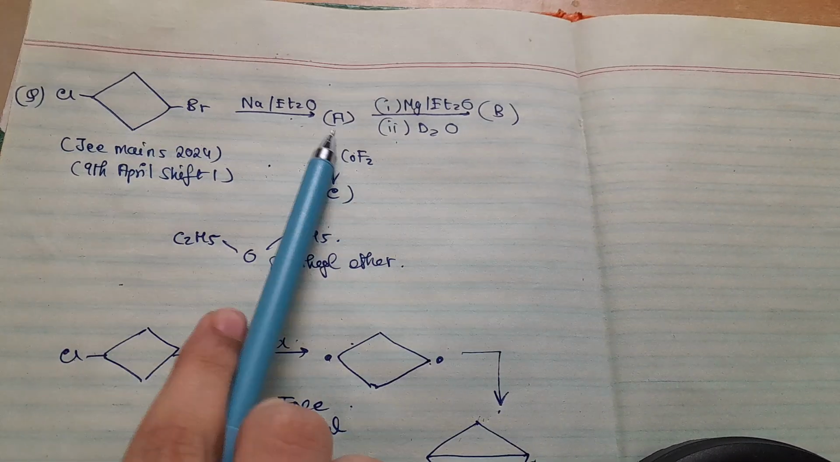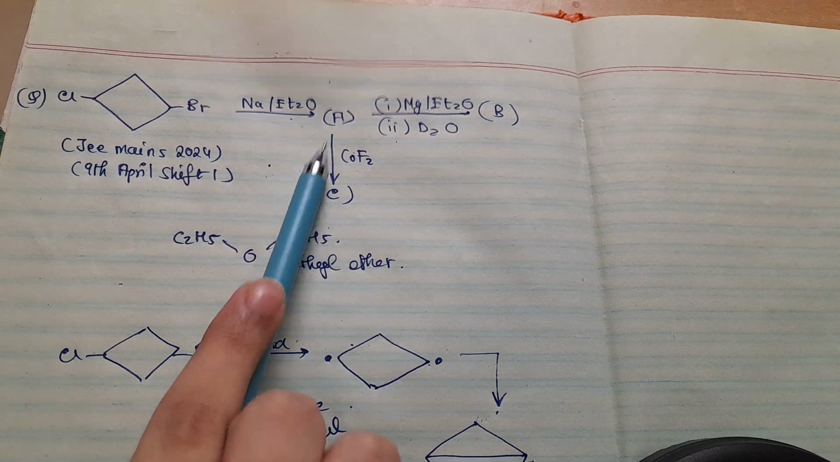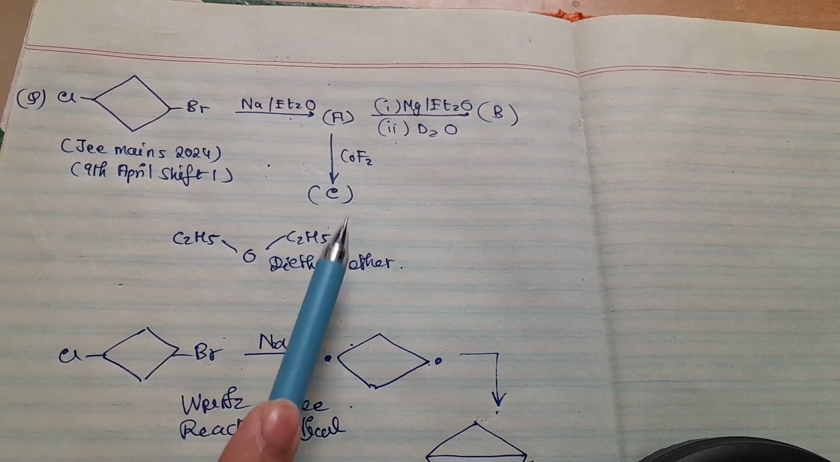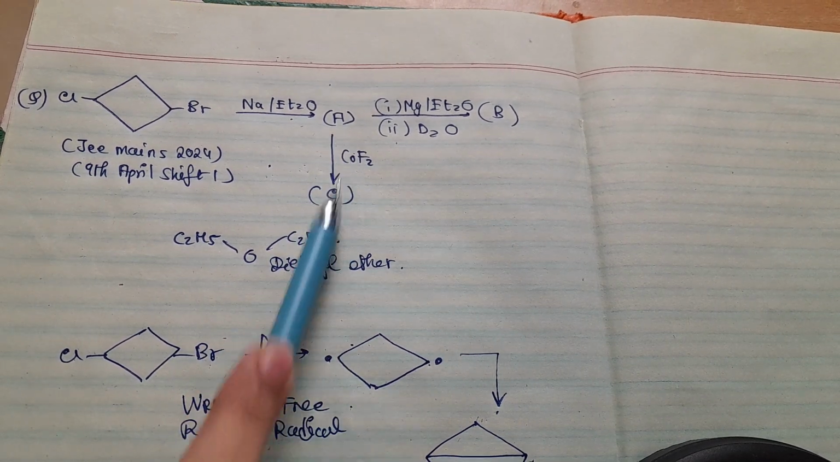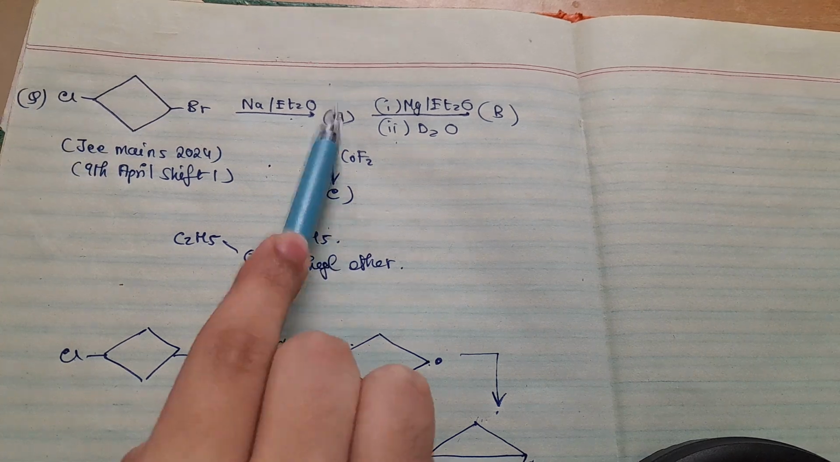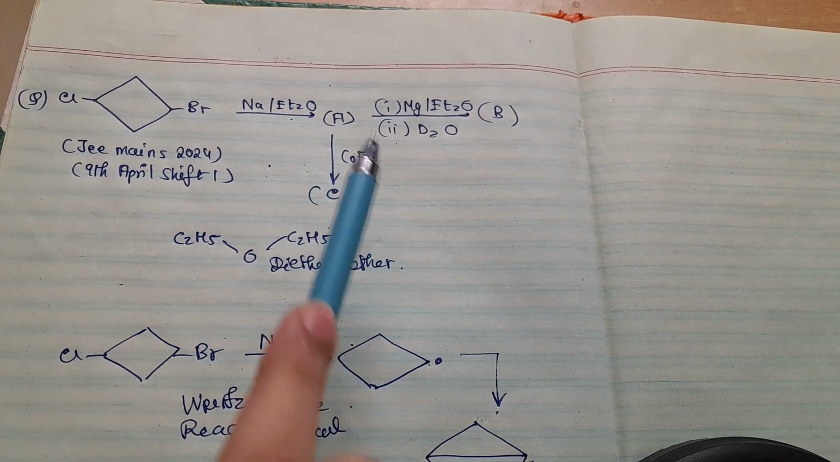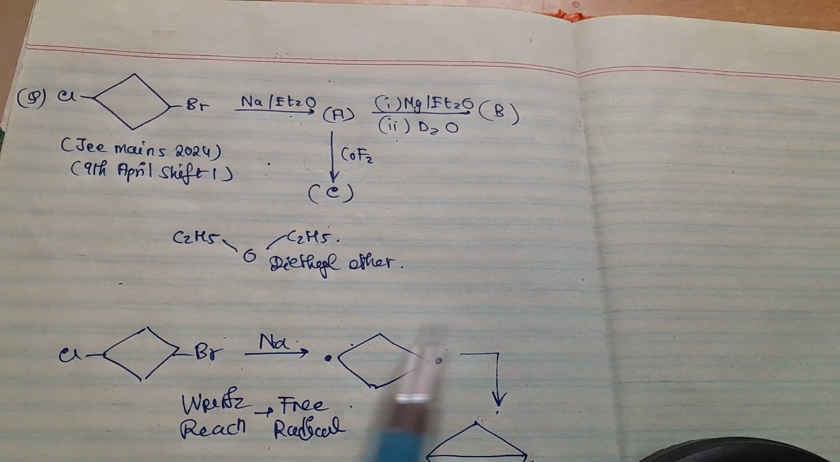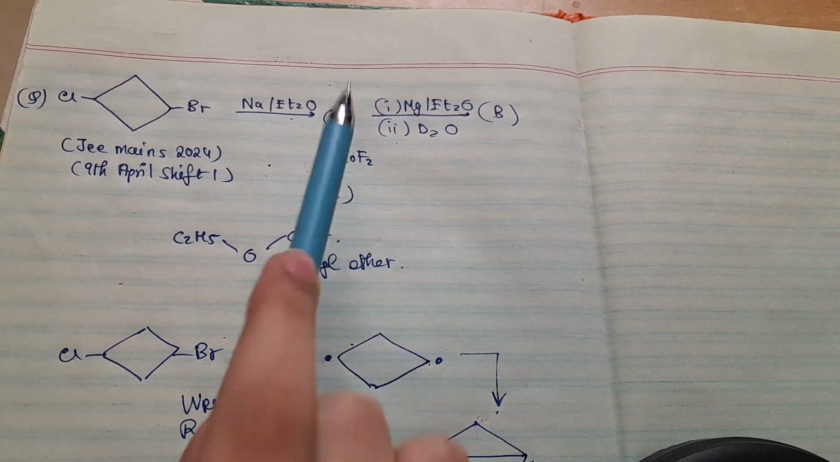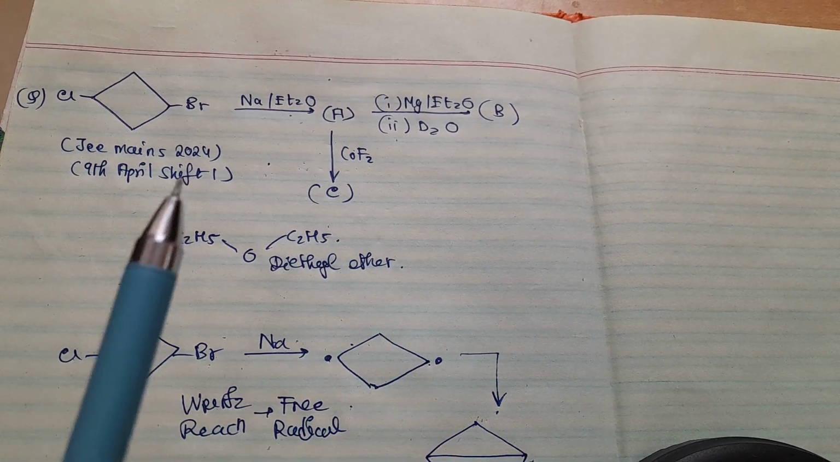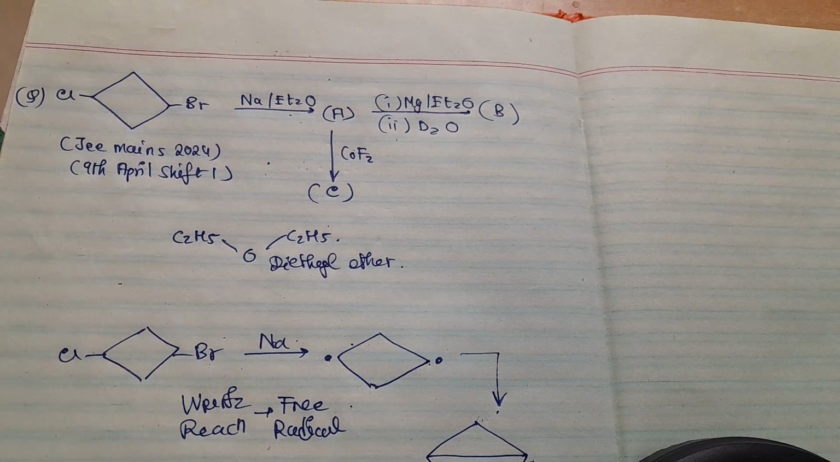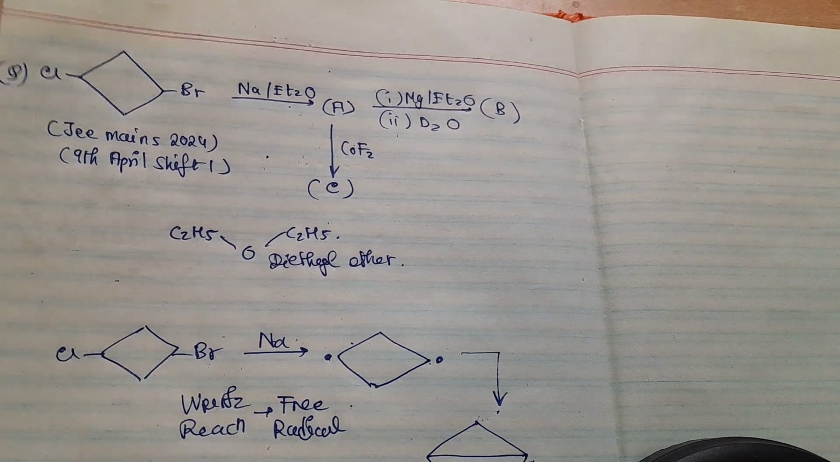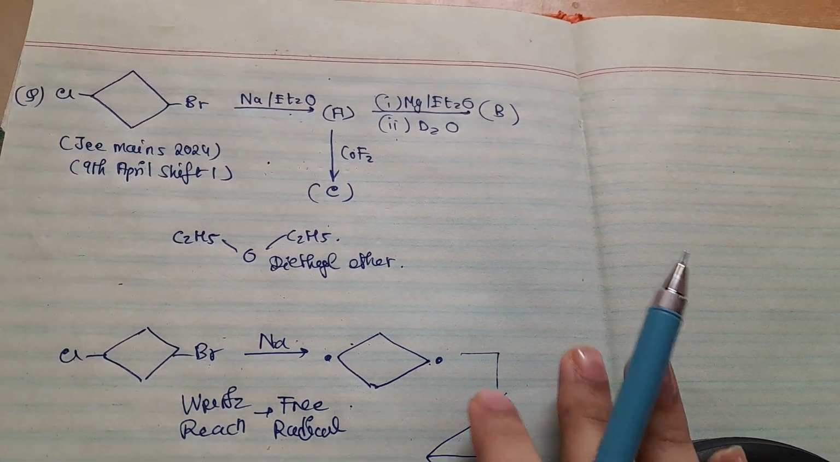So A should be this, but A is treated with COF2 to form C, right? And C is an alkyl fluoride, and A has to undergo the Swarts reaction. So A can never be an alkane, because alkanes do not undergo the Swarts reaction, and an alkyl halide does. So A must be an alkyl halide. So we need to think about an alternative pathway for this reaction, and there is an alternative pathway for this reaction.